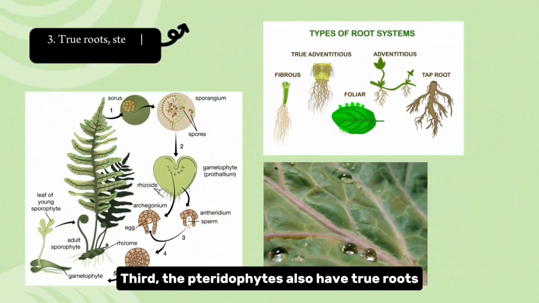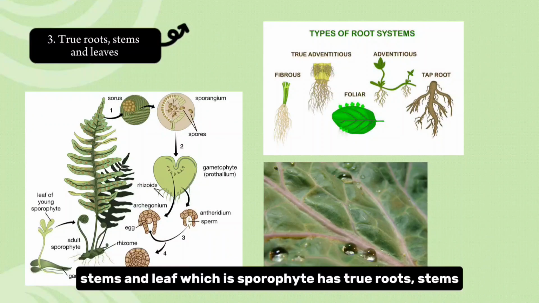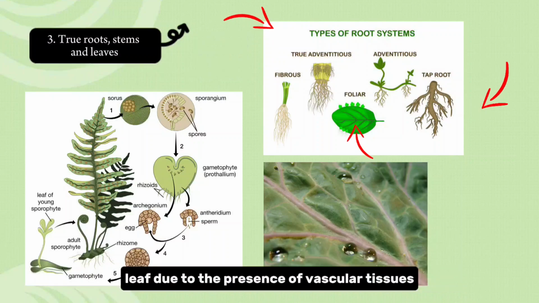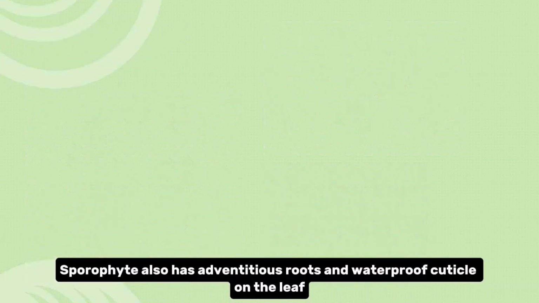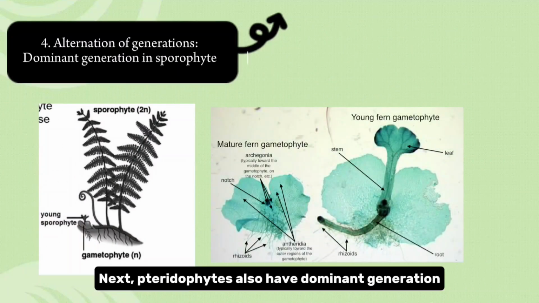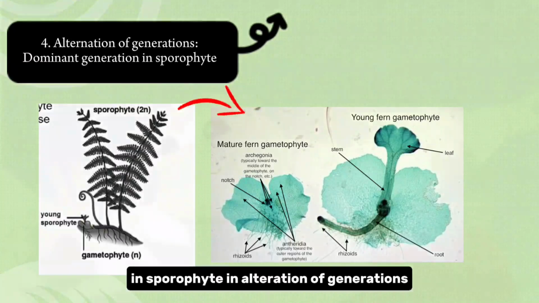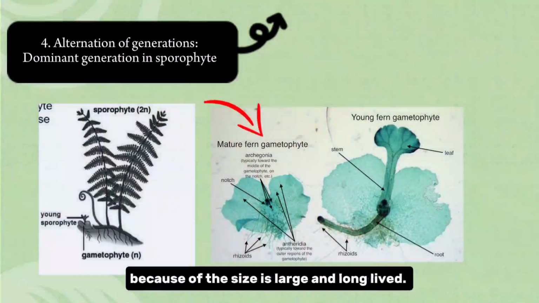Third, the pteridophytes also have true roots, stems and leaves, which means the sporophyte has true roots, stems and leaves due to the presence of vascular tissues. The sporophyte also has adventitious roots and a waterproof cuticle on the leaf. Next, pteridophytes also have a dominant sporophyte generation in the alternation of generations because of its large size and long life.